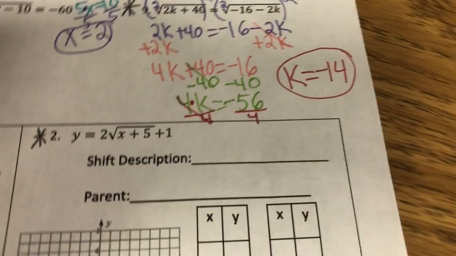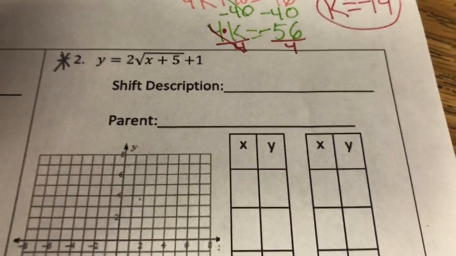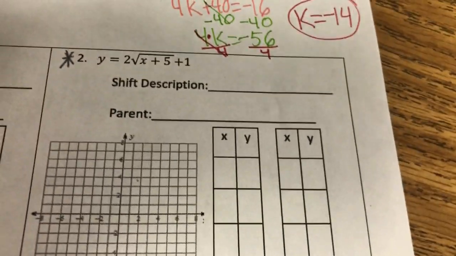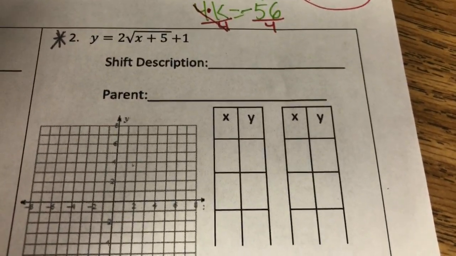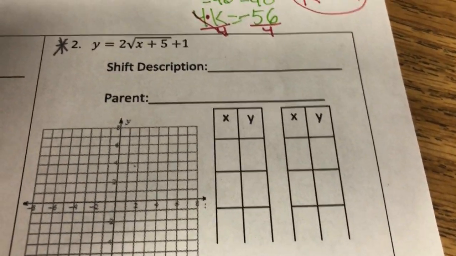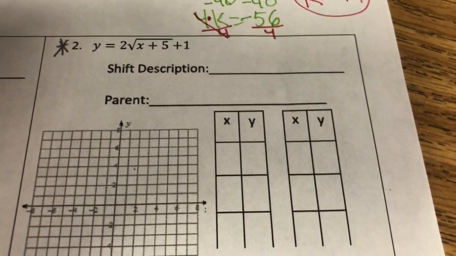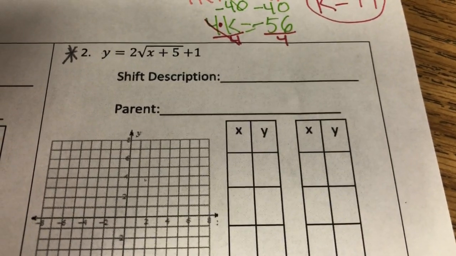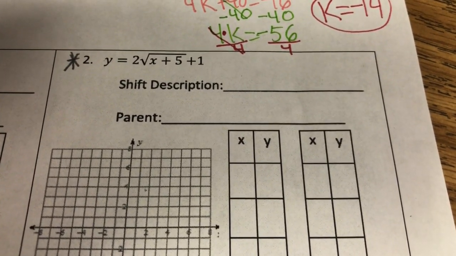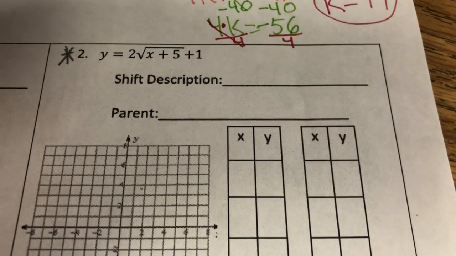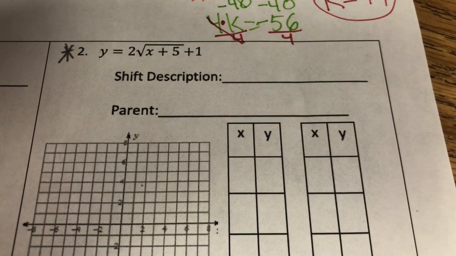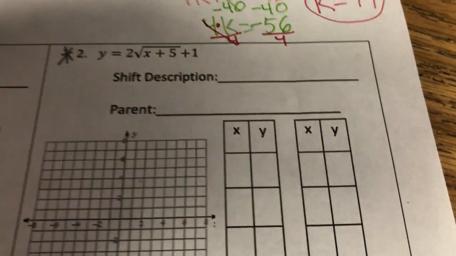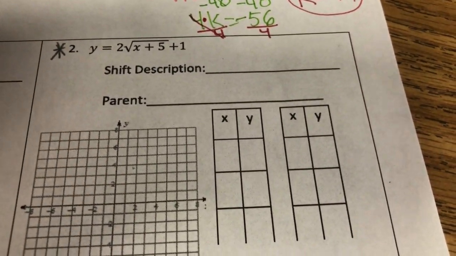Alright. So, number 2, well, I didn't switch the numbers, I'm sorry. Number 2 for the second graph, we have, there we go. We have to determine our shift description. We have to remind ourselves what the parent function is. We're going to create a table and graph. So I'm going to try to color code it as best as I can.